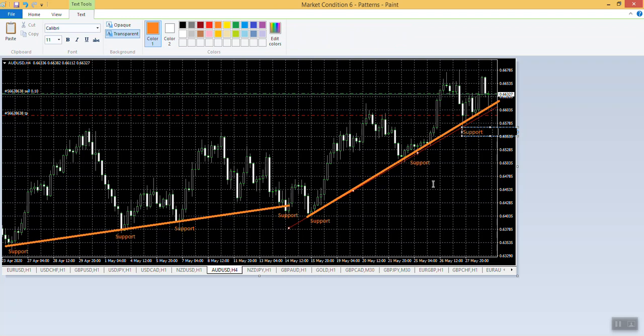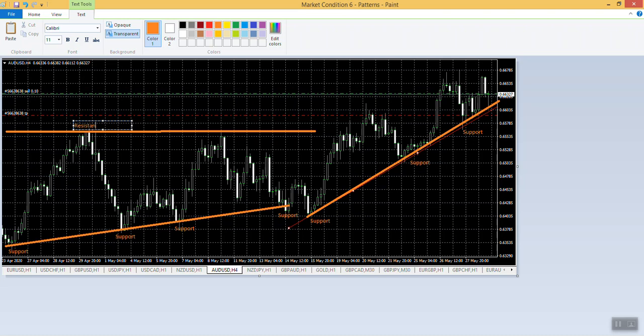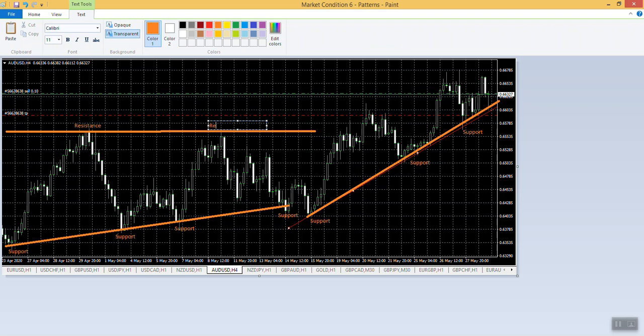Can you see? Now on the upper part we also notice a pattern. Look at the pattern. You can see from here to here, and here to here. So anytime the price goes to touch this place, it reverses. So this place becomes a resistance. This also forms a resistance.